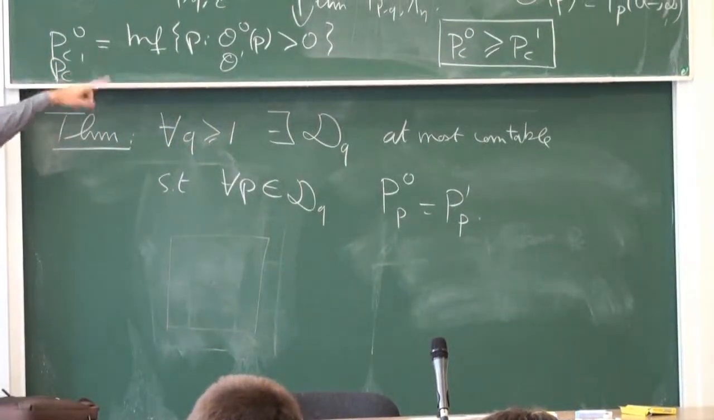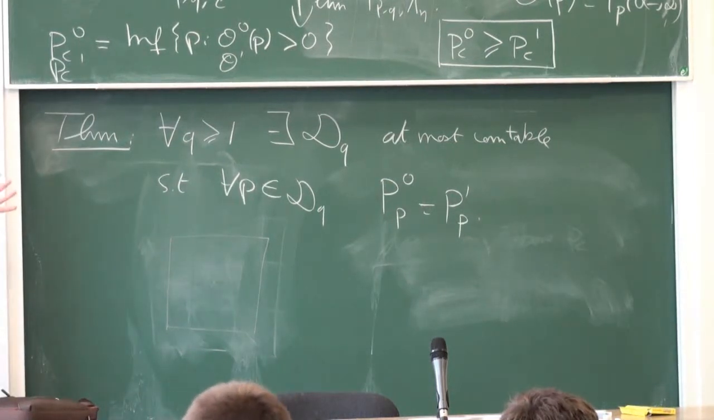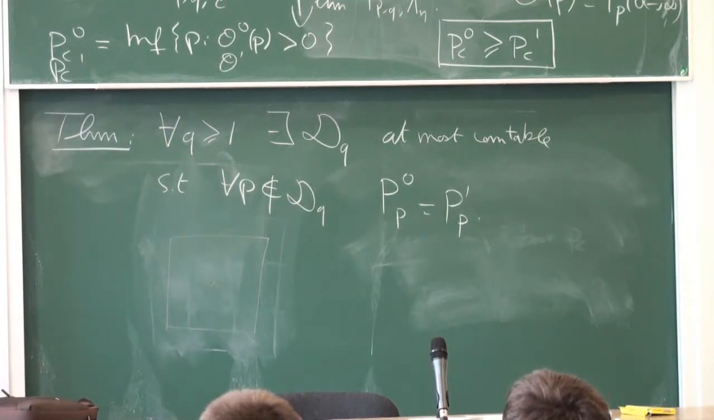So there cannot be disagreement between P0 and P1 for many parameters. They have to match on the dense set. P is not in DQ. Is not in DQ, yeah. So whenever you are not in a countable set, P0 is equal to P1.